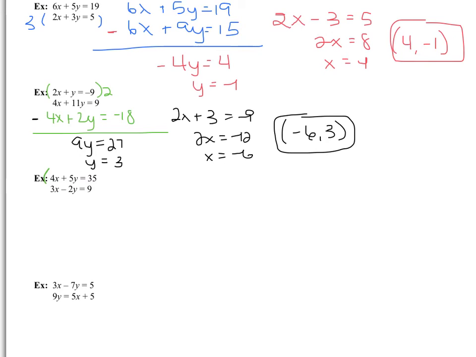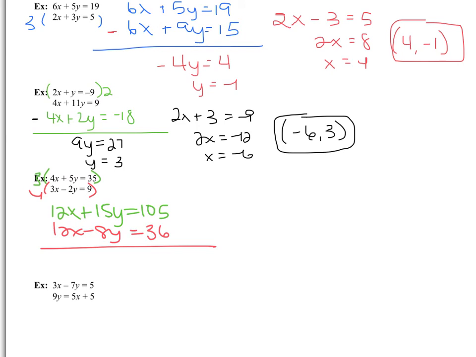So I'm going to multiply this top equation by 3, and I'm going to get 12x plus 15y equals 105. And then I'm going to multiply the bottom equation by 4, and I'm going to get 12x minus 8y equals 36. And then to eliminate the x's, I'm going to subtract. And again, this is just where you need to be careful with your signs. I actually just made this mistake. You're doing a positive 15 minus a negative 8, so that really becomes plus positive, so you end up with a positive 23y. And then you're doing 105 minus 36, so you end up with 69.